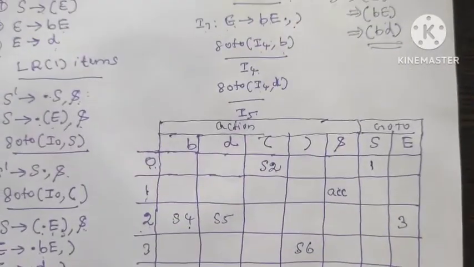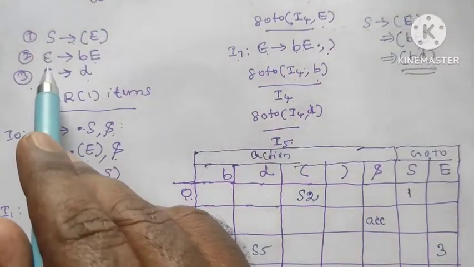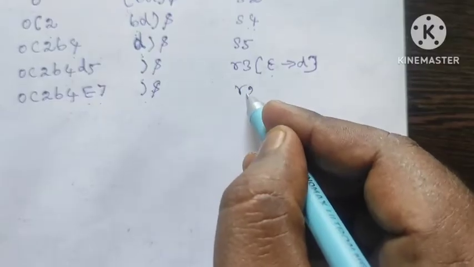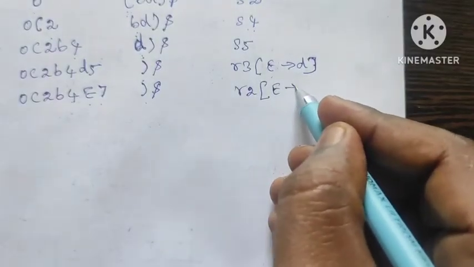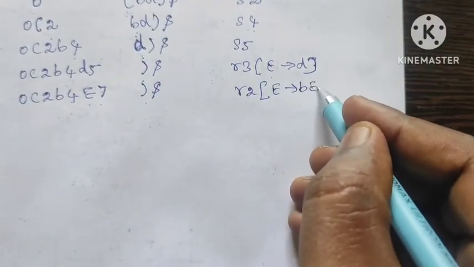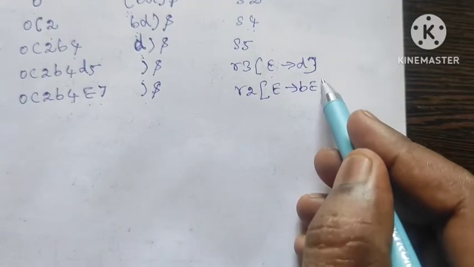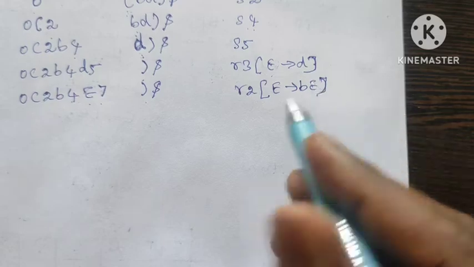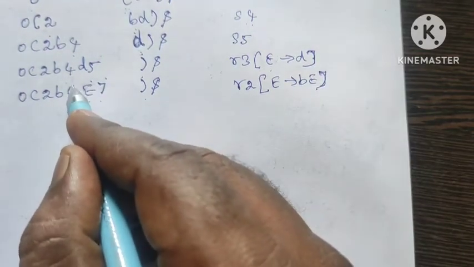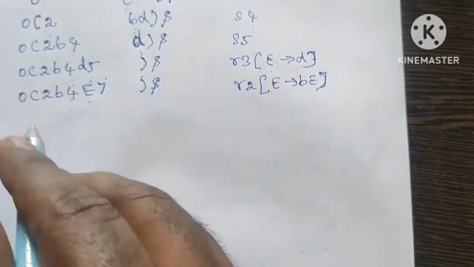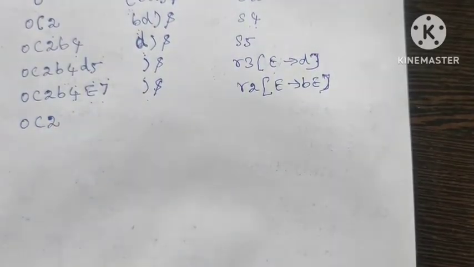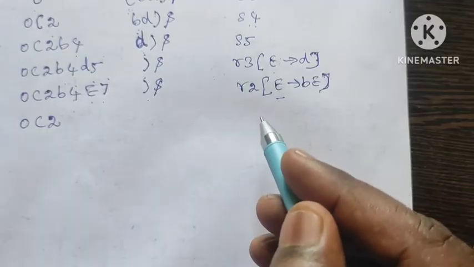Now what is R2? R2 is production number 2, E tends to B and E. So we will write here R2, E tends to B and E. Now we have 2 elements on the right side. That means pop 4 elements from the stack. 7, E, 4 and B will go off. So 0, C, 2 will be remaining. Now push this E inside the stack.